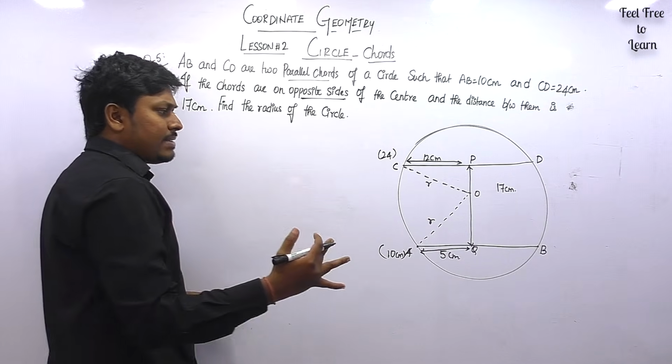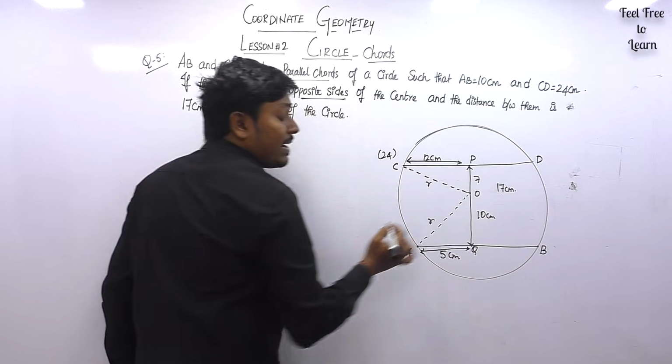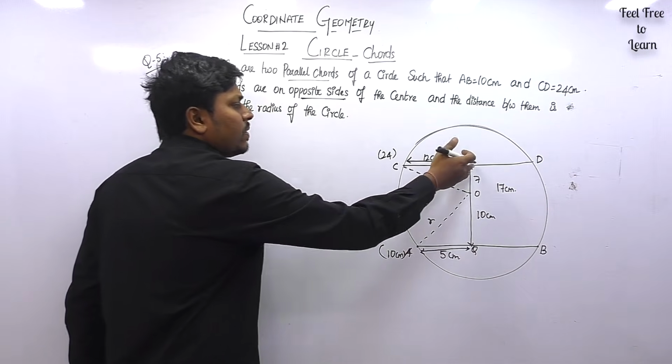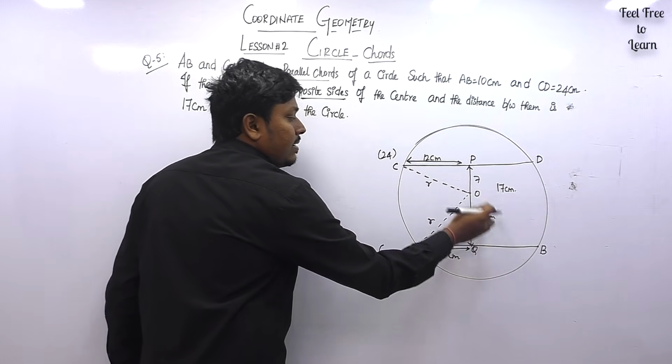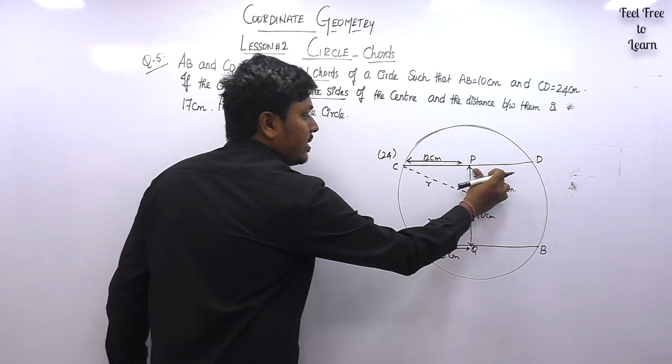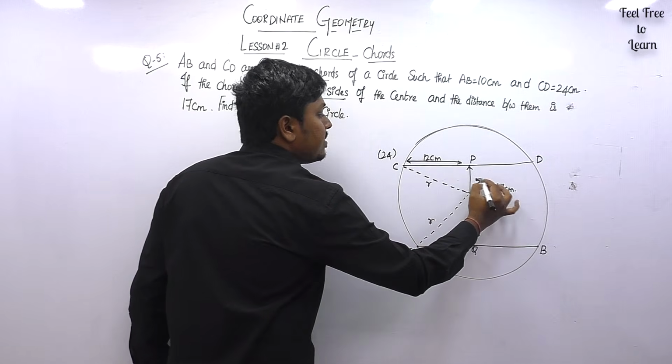Example, I am saying, just for an example. If this is 10 centimeter, then definitely the remaining will be 7 centimeter, because we know the total distance is 17 centimeter. In case this distance is 10, then this distance will be 7 centimeter. Or if this distance is 12 centimeter, then this distance will be 5 centimeter.